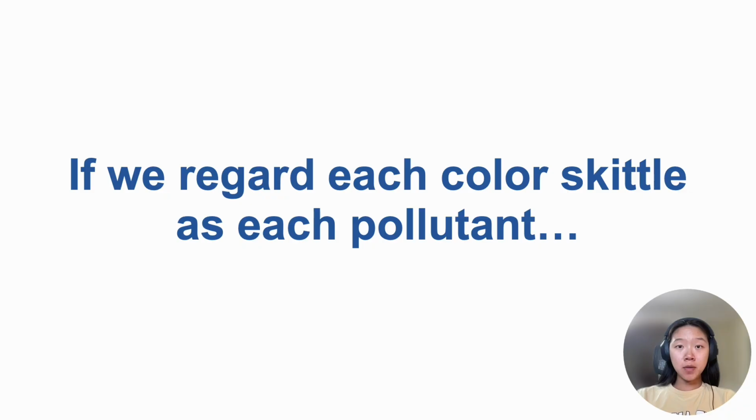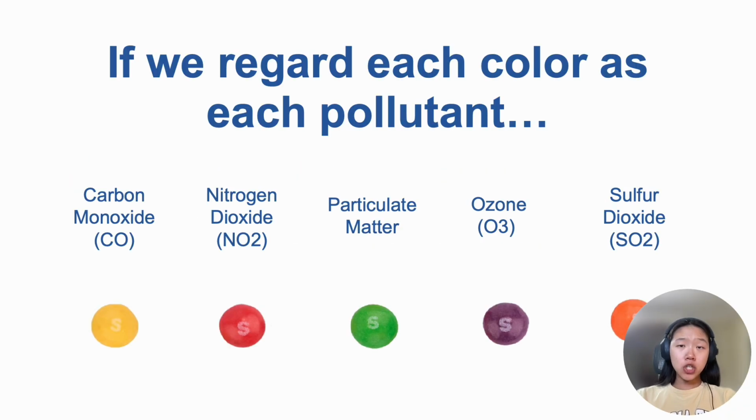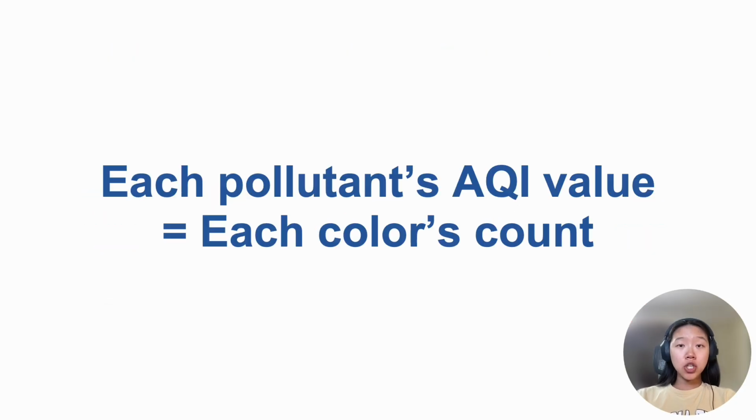You can explain a bag of Skittles as a bag of air, with each color representing a pollutant, and each count representing an air quality index value. It is important to note that here you don't need to map specific colors to specific pollutants. This is just a demonstration that pollutant is parallel to color when defining the index.